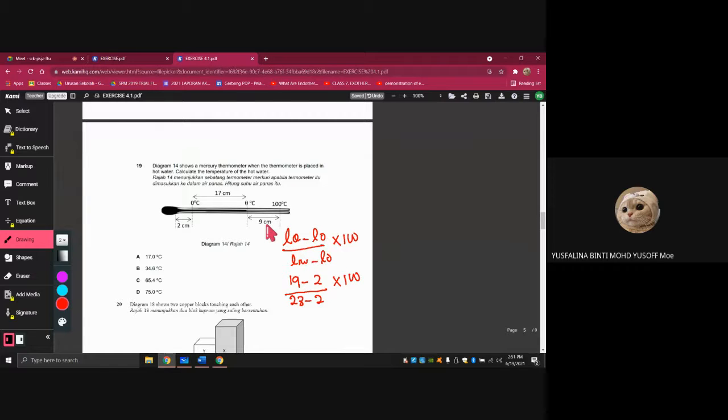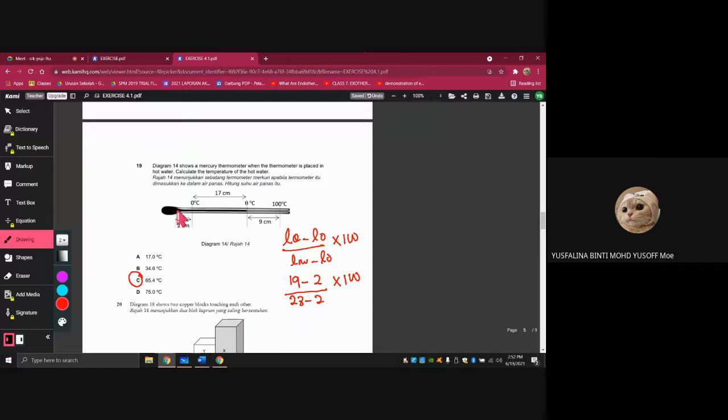So what's the answer that you will get? 17 times 100 divided by 26. So you will get 65.4. So that is for C. Can you understand now how to calculate for the L theta? Any questions? Because some of you got this one wrong. They got like 50, like 65 something.